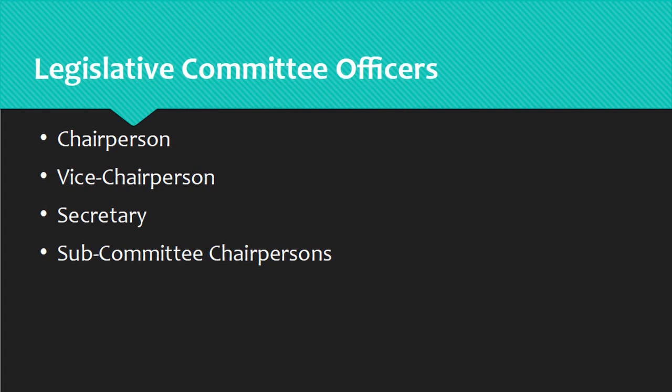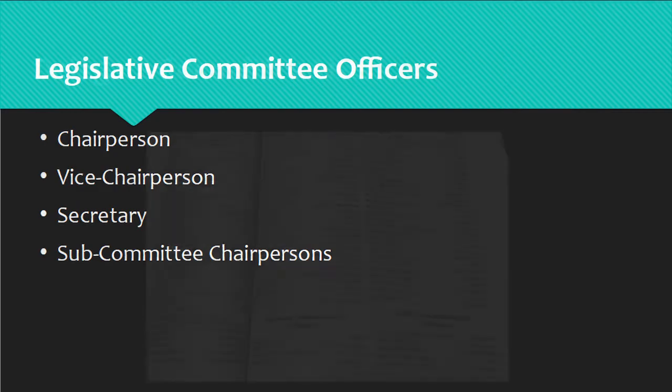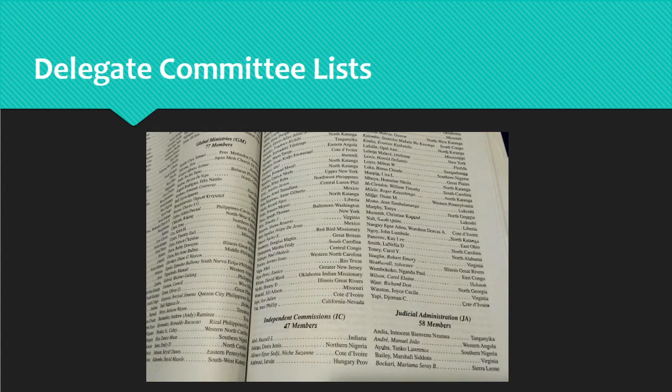Nominations are taken first for the chairperson position. It is common for those running for an office to be nominated by someone else, but you may also nominate yourself. After the chairperson is elected, nominations and elections proceed for the other officer positions, and the newly elected officers take up leadership of the legislative committee. The election process goes very quickly.